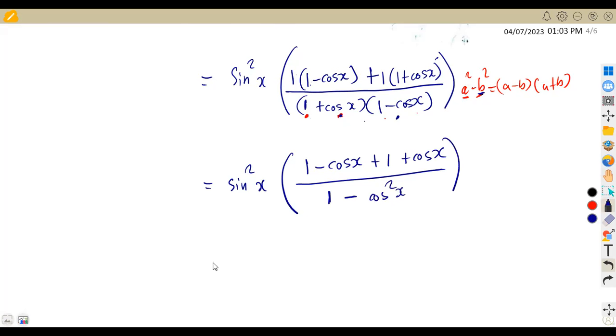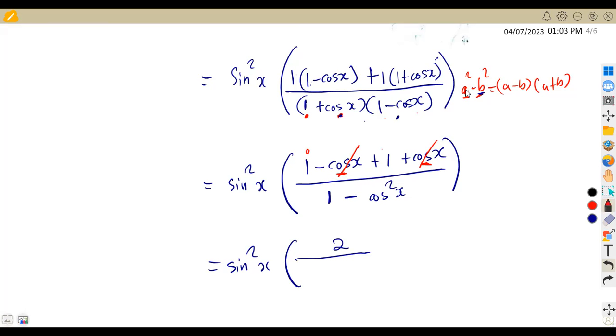All right. At this stage, we are going to simplify again. Let's check on our fraction. Do we have anything we can do on the numerator? Minus cos x plus cos x, this can cancel, which means we remain with 1 plus 1, which is 2. So this is going to give us 2 over 1 minus cos squared x.